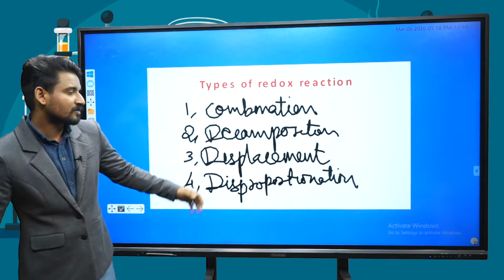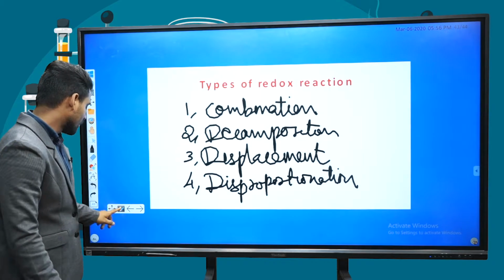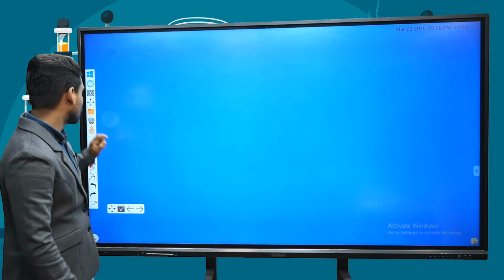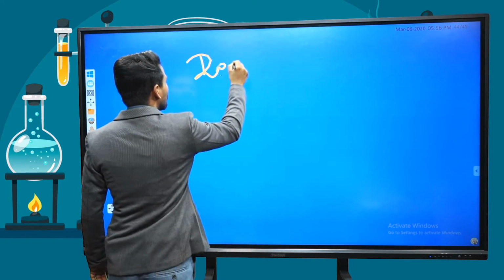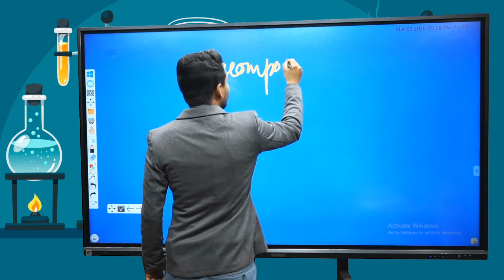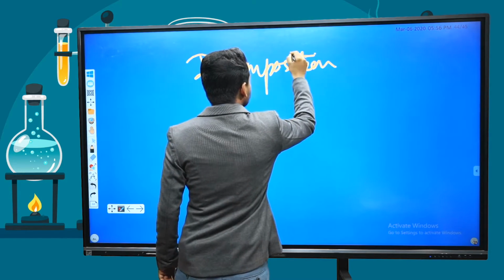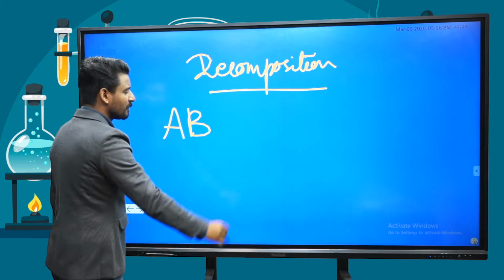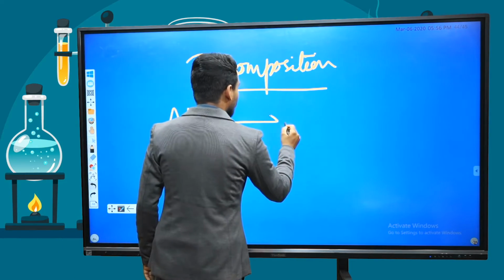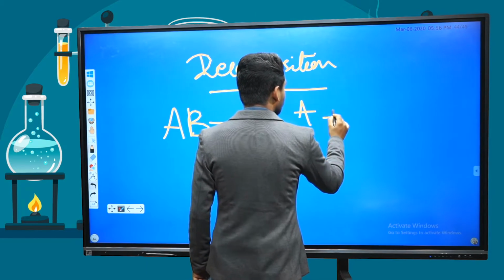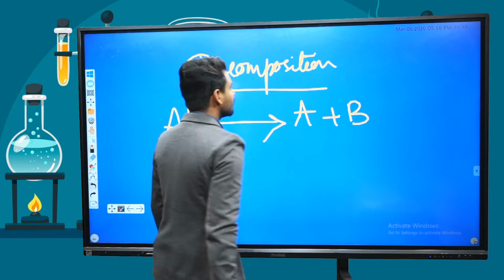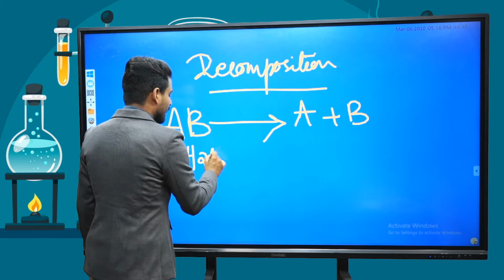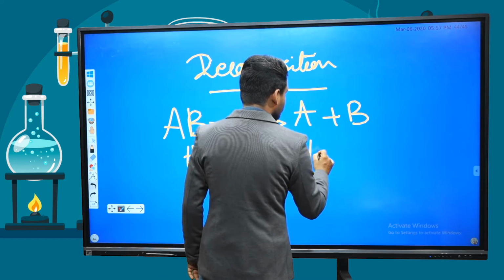These are the different types of redox reactions. Let us take some examples for all these redox reactions. Let us begin with decomposition reaction. So what do we mean by decomposition? We can understand that from its title also. If you have a compound AB and it decomposes, it is converted to A plus B. That is a decomposition reaction. For example, water can be decomposed to hydrogen and oxygen.